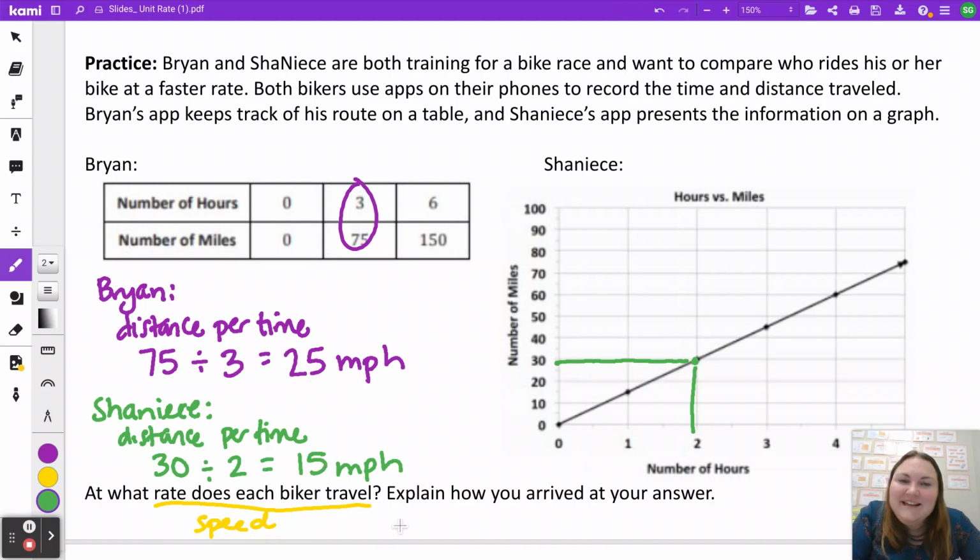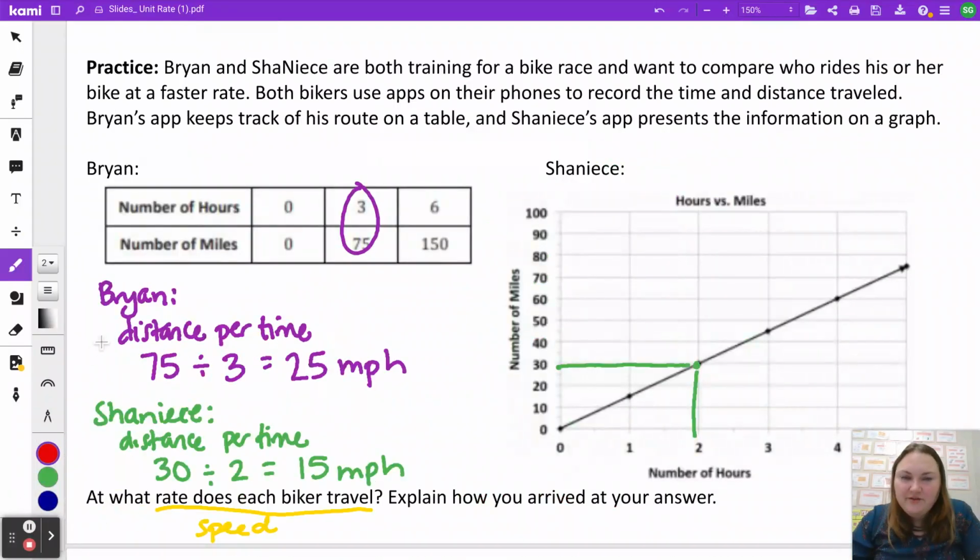For that explain, I know we all see the word explain and say, oh no, she's making me write something. But remember, you can always write the equation. You can always write 75 divided by 3 equals 25 and 30 divided by 2 equals 15. That is a perfect explanation. You can always explain in words or in math.